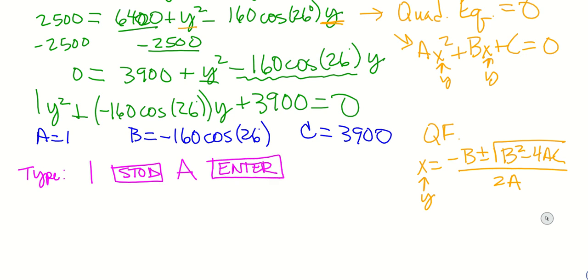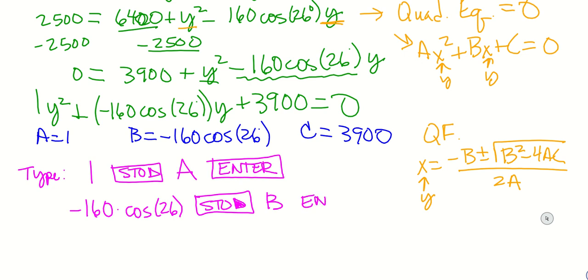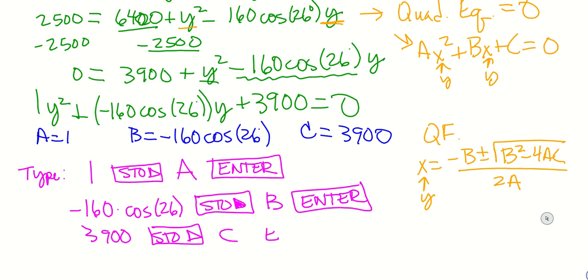After that, I'm going to enter what B equals. So I'm going to enter negative 160 times the cosine of 26 degrees, and I'm going to store that, so I'm going to hit my store button, this is an arrow, in B and press enter. And then I'm going to take 3,900 and store that in C and press enter.